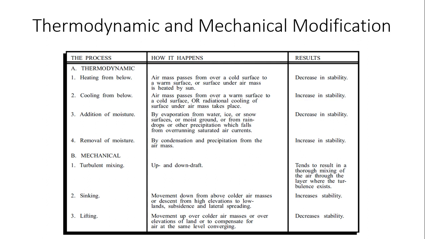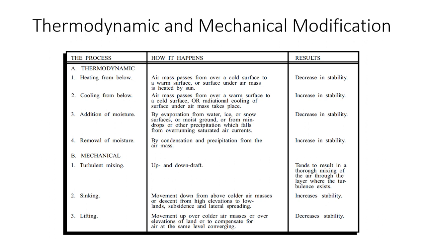So if we put together everything we've talked about so far, we look at thermodynamic modifications, which have to do with the air mass in relation to the underlying surface, whether that surface is warm or cold, as well as mechanical modifications through turbulent mixing of up and down drafts of air, sinking or subsidence air motion, or lifting or rising air motion. Here you go. This is a great chart.